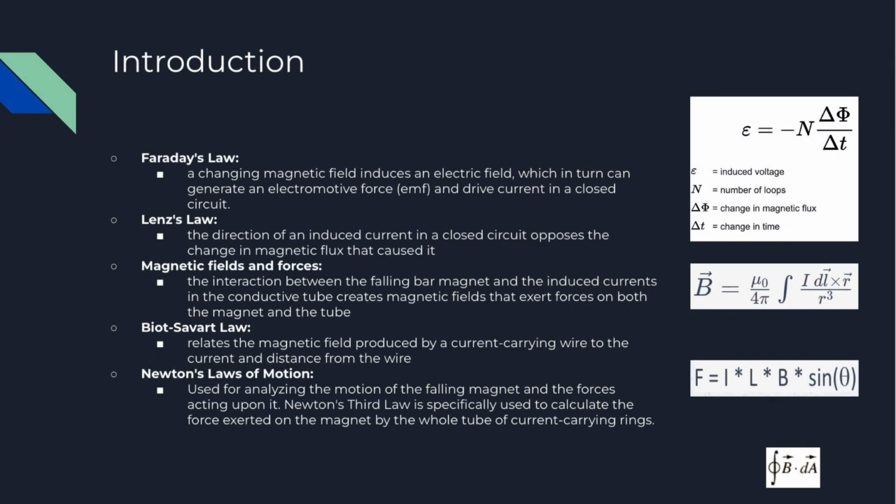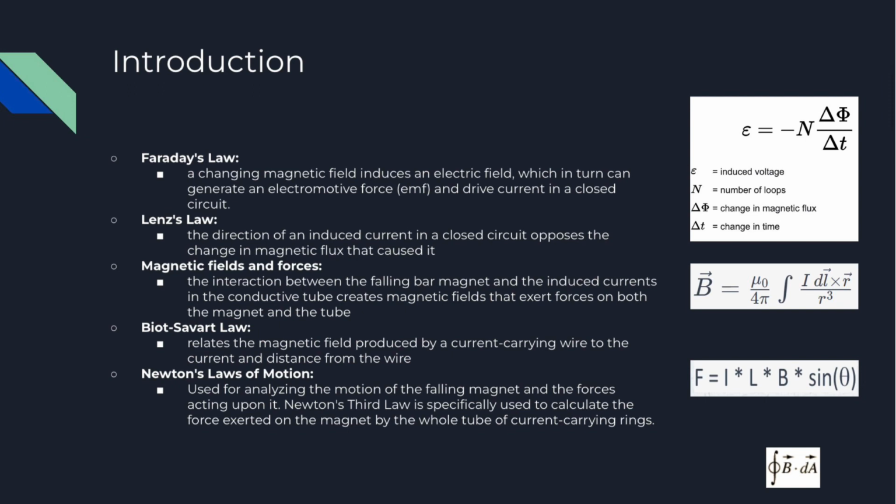Faraday's law is that a changing magnetic field induces an electric field, which in turn can generate an electromotive force and drive current in a closed circuit. Lenz's law states that the direction of an induced current in a closed circuit opposes the change in magnetic flux that caused it. For magnetic fields and forces, the interaction between the falling bar magnet and the induced currents in the conductive tube creates magnetic fields that exert forces on both the magnet and the tube.